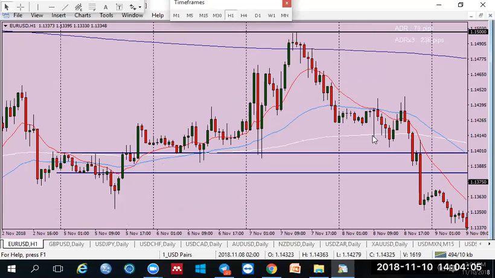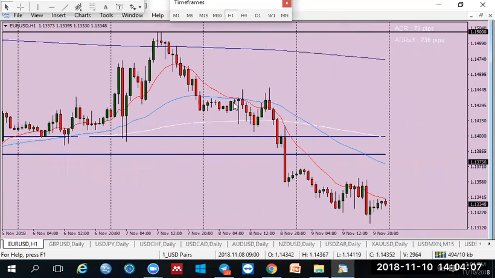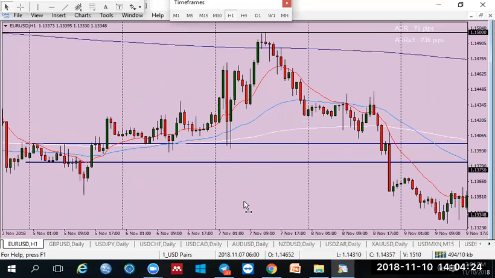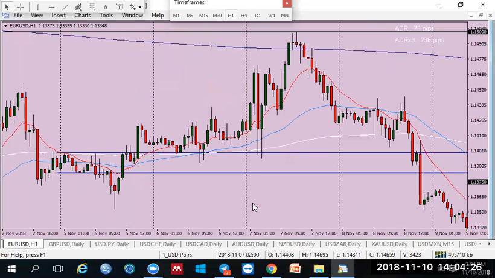And when it went back into the psychological support and resistance and out of it, I want to count the pips that were moved from the highest point of the week up to here, and it was 184. So yes, those were the movements in the week.